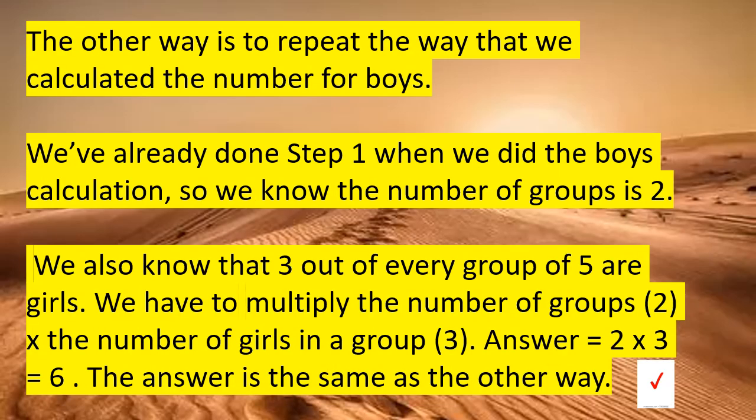The other way is to repeat the way that we calculated the number for boys. We've already done step 1 when we did the boys calculation, so we know the number of groups is 2. We also know that 3 out of every group of 5 are girls. So we have to multiply the number of groups, 2, times the number of girls in a group, 3. Answer: 2 times 3 equals 6. And the answer calculating this way is the same as calculating the other way.